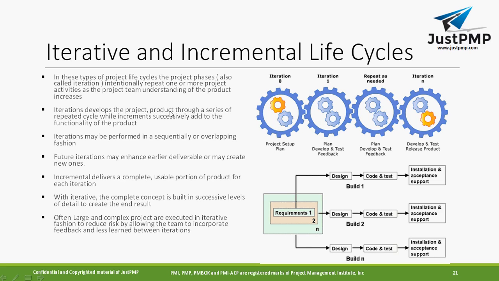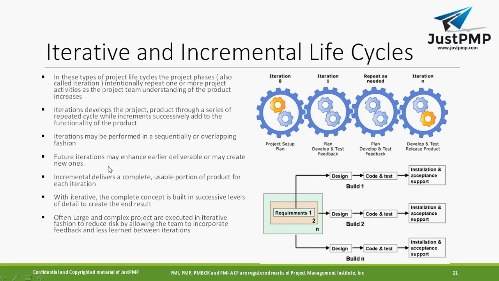Iteration develops the project and product through a series of repeated cycles, while increments successively add to the functionality of the product. On every repeated cycle, they try to develop something, but incremental means you add new functionality. For example, you have one project and you added one functionality in a form, like a submit button. Now you want to add one more functionality to send a mail. That is an incremental. You added one functionality, and you add the next functionality in the next increment. But an iterative cycle keeps on iterating the particular work, and sometimes they repeat the old work also to improve the existing functionality.